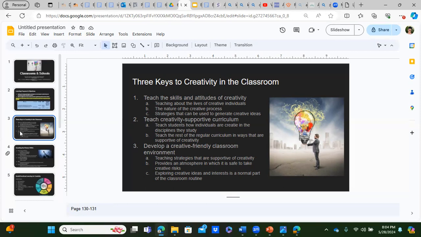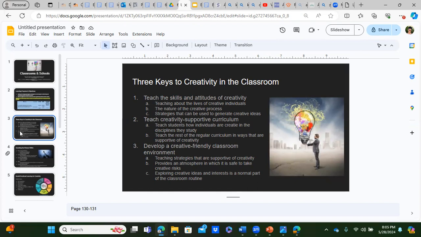The second key, teaching creativity-supportive curriculum, includes at least 2 important features. First, we must teach students how individuals are creative in the disciplines they study. In science, for example, this type of teaching entails learning the processes of scientific investigation in addition to the concepts and generalizations resulting from such investigations in the past. This is more complex than teaching the 5 steps of the scientific method, although that is a place to start. Real science rarely progresses in such neat and predictable steps.